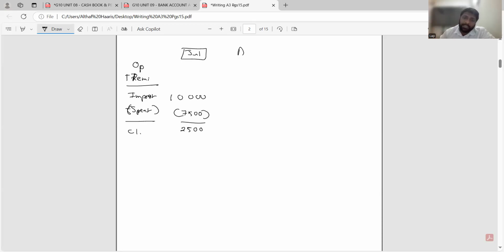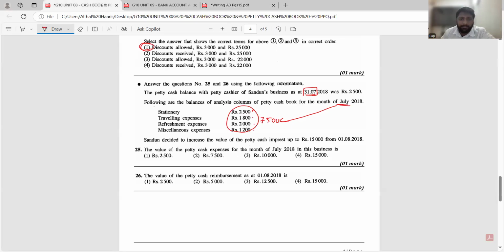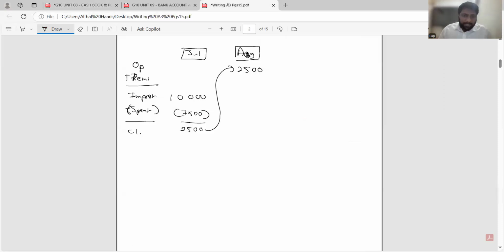Now let's go to the next month, the month of August. So this closing balance will become the opening balance for the next month, 2,500. And Sandun decided to increase up to 15,000. So up to 15,000 means this balance he is going to take up to 15,000. Then how much reimbursement should happen? 12,500 should happen.